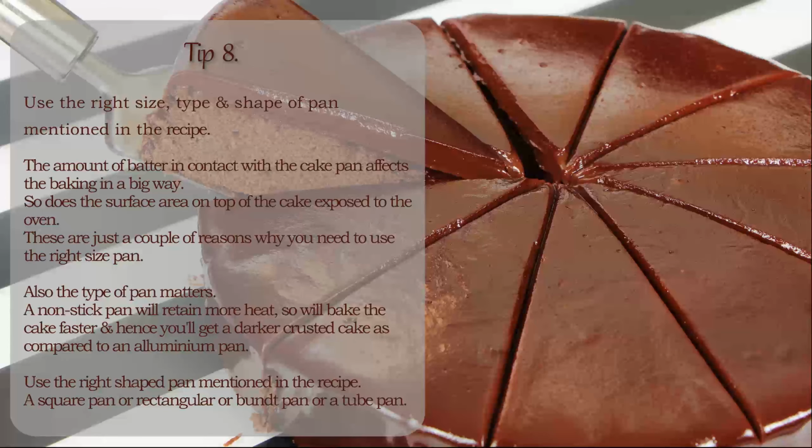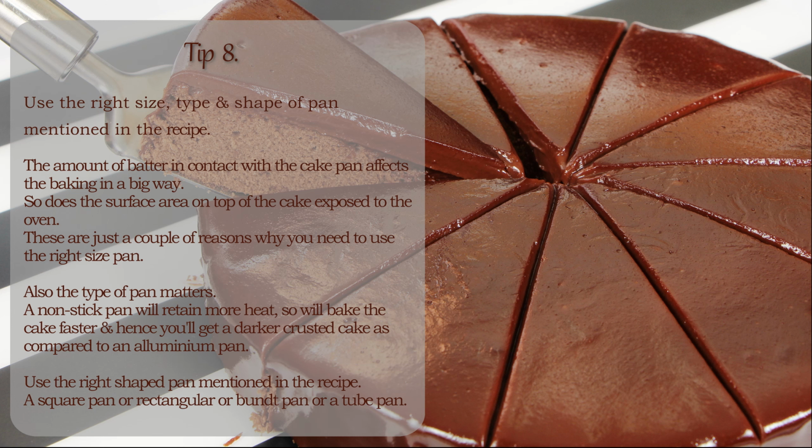Use the right size, type, and shape of pan mentioned in the recipe. The amount of batter in contact with the cake pan affects the baking in a big way. So does the surface area on top of the cake exposed to the oven. These are just a couple of reasons why you need to use the right size pan. Also, the type of pan matters.